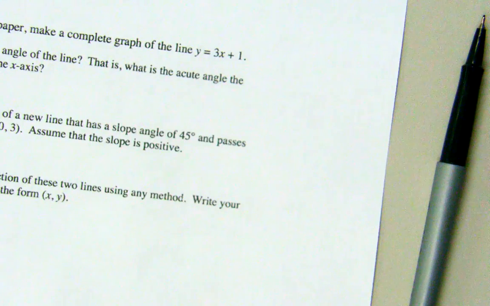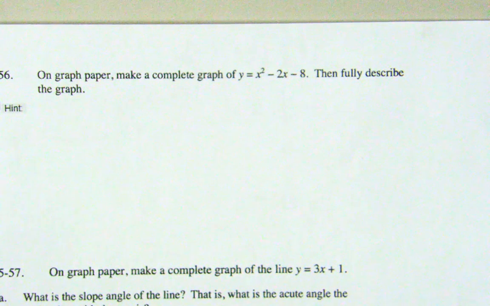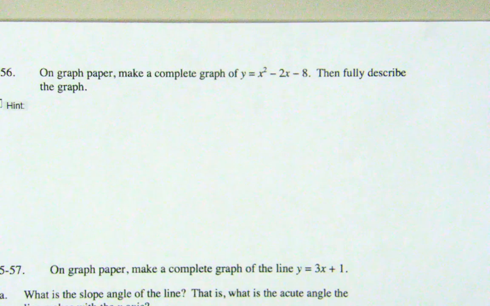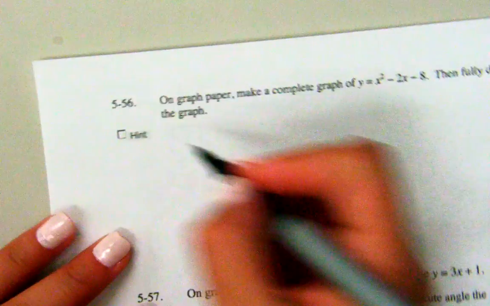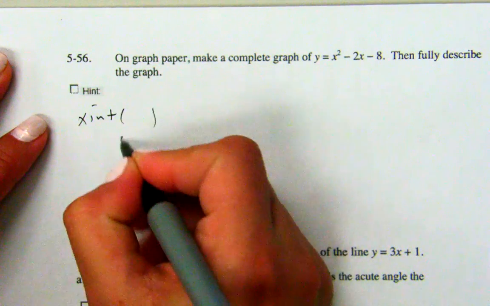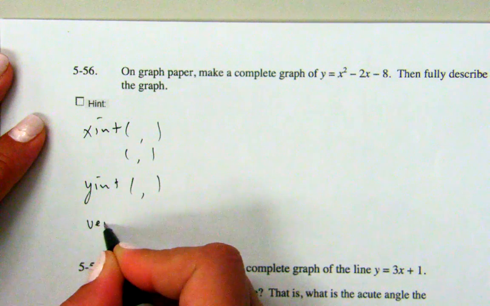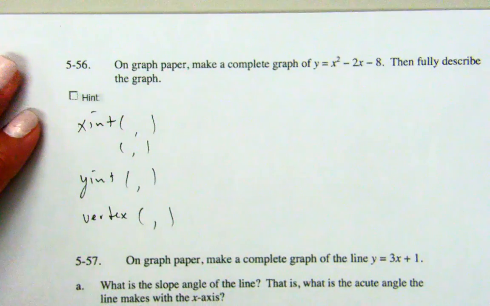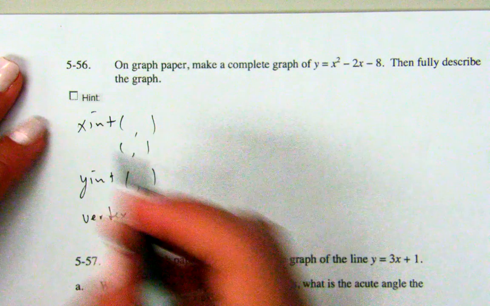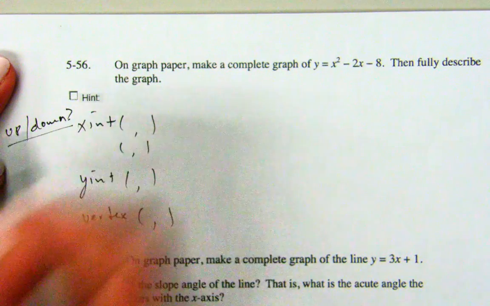Okay, next. 56 is, on graph paper, make a complete graph of x squared minus 2x minus 8. Fully describe the graph, which basically means it wants x-intercepts, y-intercepts, and the vertex. That's the best way to say it. So we're going to factor this first. So we want the x-intercepts. What are they? What's the y-intercept? And then what's the vertex? And which way does it open, up or down? That's what we really also want to know.